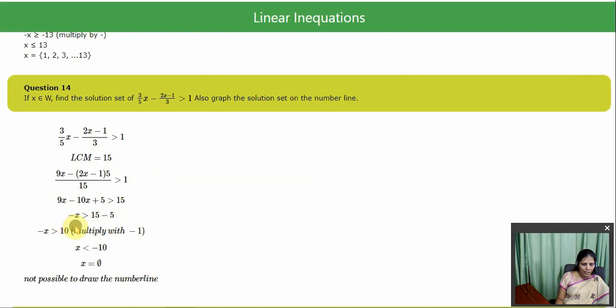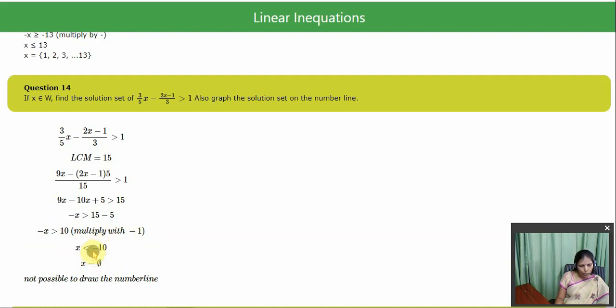So -x is greater than 15 minus 5, that is 10. So -x > 10. As you need to remove this negative sign, you have to multiply both sides of the inequality with -1. So when you multiply, automatically this x becomes positive and this 10 becomes negative: 10 into -1 becomes -10. But the sign gets reversed. The inequality changes its sign. So x < -10.